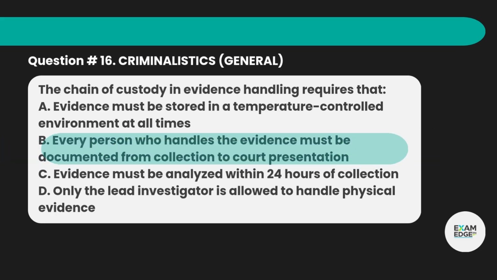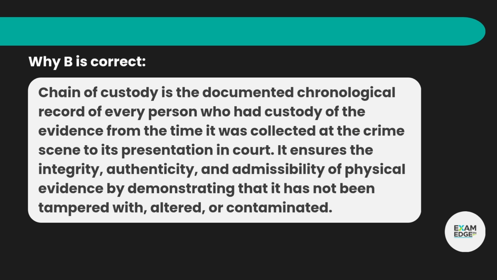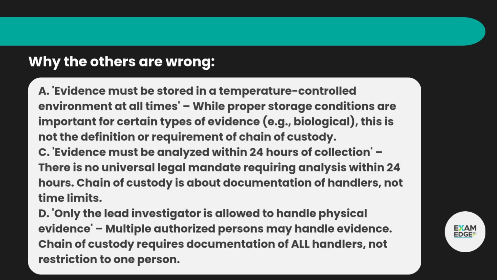Correct answer: B. Every person who handles the evidence must be documented from collection to court presentation. Why B is correct: chain of custody is the documented chronological record of every person who had custody of the evidence from the time it was collected at the crime scene to its presentation in court. It ensures the integrity, authenticity, and admissibility of physical evidence by demonstrating that it has not been tampered with, altered, or contaminated. Why the others are wrong.